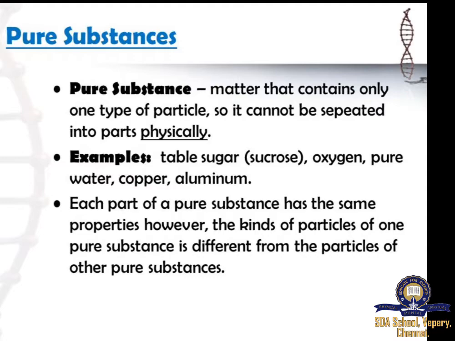Each part of a pure substance has the same property. The substance will have the same property throughout. The kind of particle of one pure substance is different from another pure substance. If we have two different pure substances, each one possesses its own properties. That is called a pure substance.